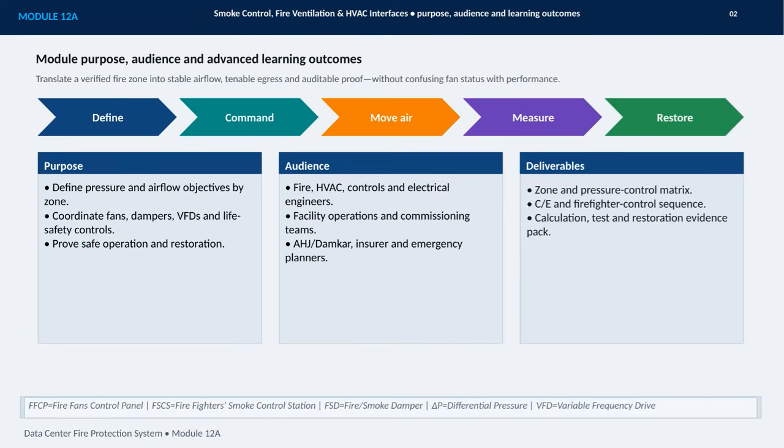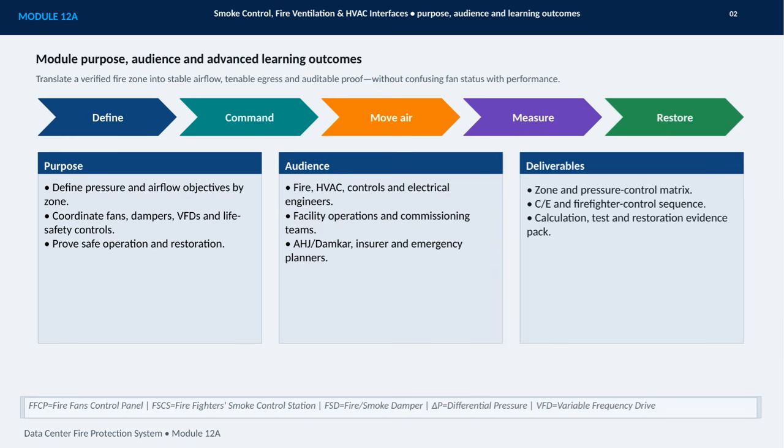The central objective is to translate a verified fire zone into stable airflow, tenable egress, and auditable proof. In other words, a fan showing on is not enough. We need to demonstrate that the system is actually delivering the required performance. We'll work through 5 connected activities: define the pressure and airflow objectives by zone, command the relevant systems, move air through fans and dampers, measure the results, and restore the system safely afterward.